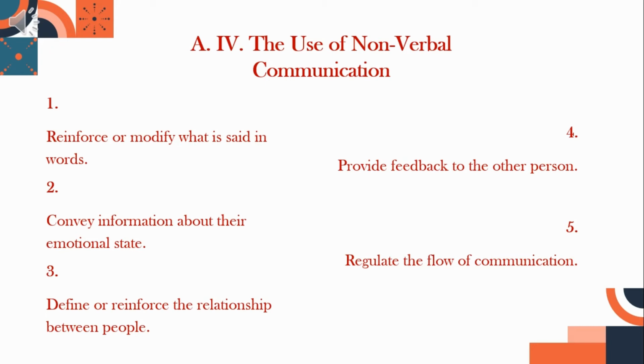And then the fourth is to provide feedback to the other person, like smiling and nodding to someone when you are listening and agreeing with the speaker. All those signals give information in a gentle but clear way. And then the fifth is to regulate the flow of communication. Like, for example, when we want to speak, making eye contact with the speaker and nodding slightly can indicate that we want to speak next, after the speaker.